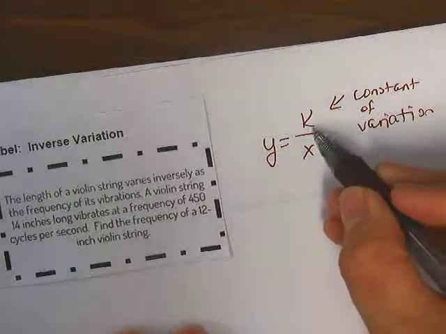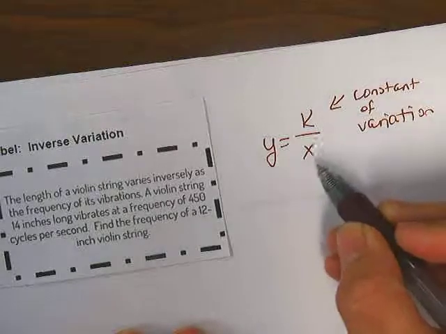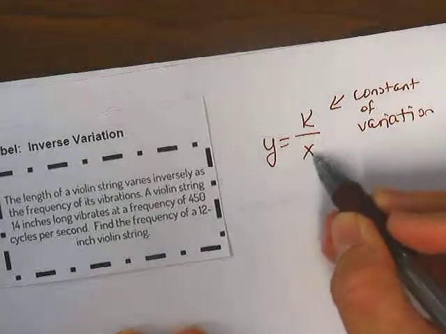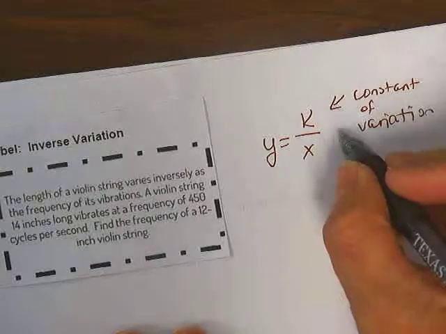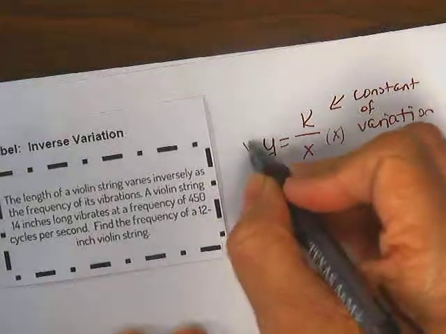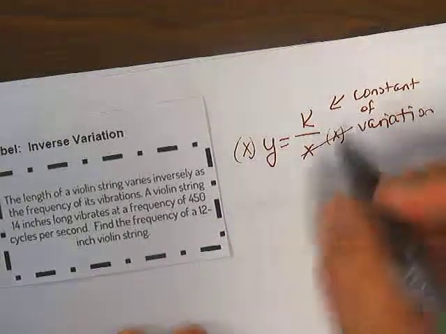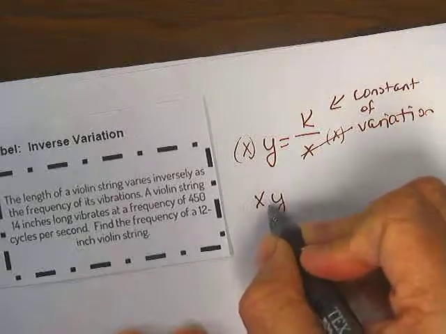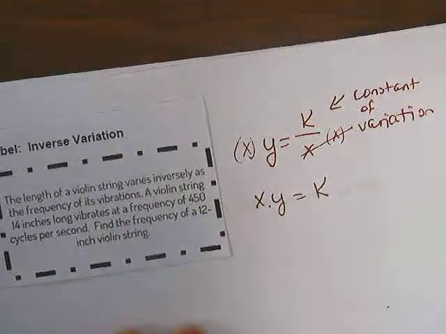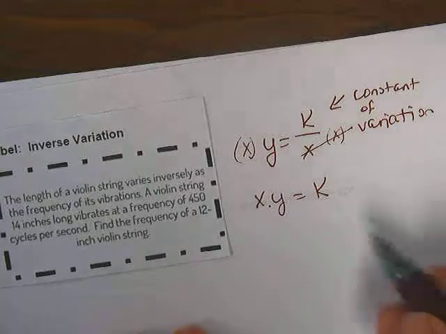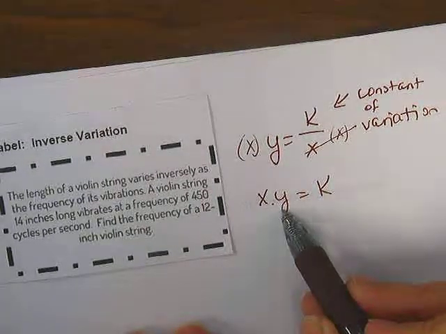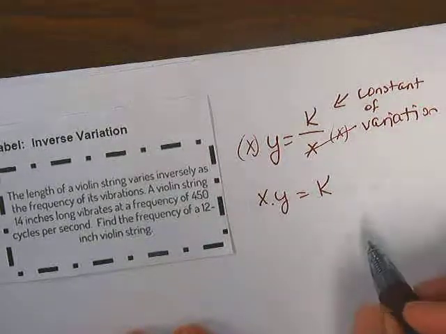Now if I was trying to solve to find k, we need to get the denominator to be 1. So to get rid of the x in the denominator, I multiplied both sides by x. My x's cancel, so now I have x times y equals k. And remember, k is a constant. So any combination of x times y equals k.